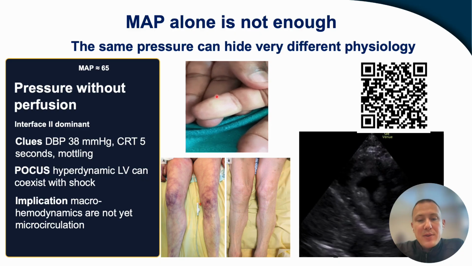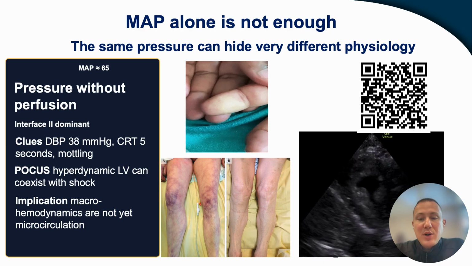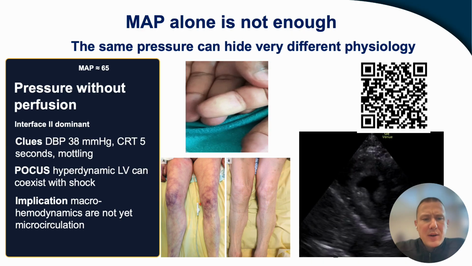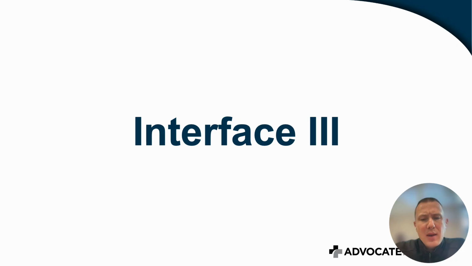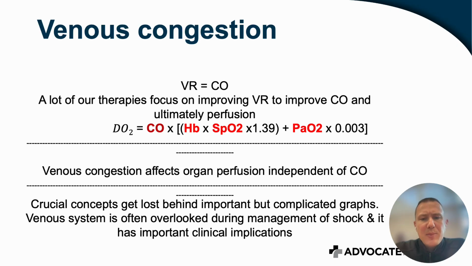So that's how uncoupling of interface number 2 would look like. You have delayed capillary refill, you have mottling, your LV may actually be doing pretty well on the point of care ultrasound exam. Interface number 3 uncoupling is usually missed. The reason it's missed is because there is nothing in the oxygen delivery formula that describes venous return. And venous congestion really affects organ perfusion in a major way, especially encapsulated organs like the liver and the kidney.